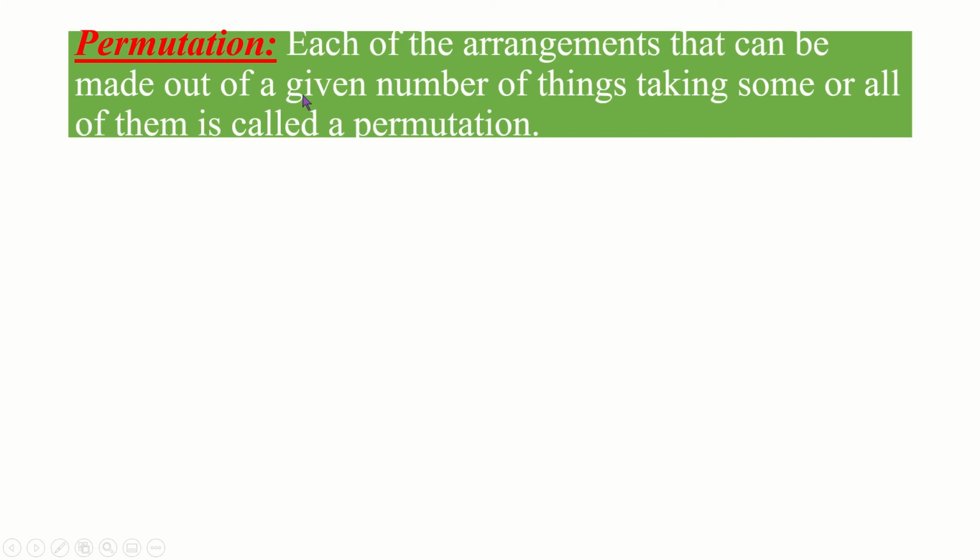Now, definition of permutation. Each of the arrangements that can be made out of a given number of things, taken some or all of them, is called a permutation. Permutation is one kind of arrangement. Okay.